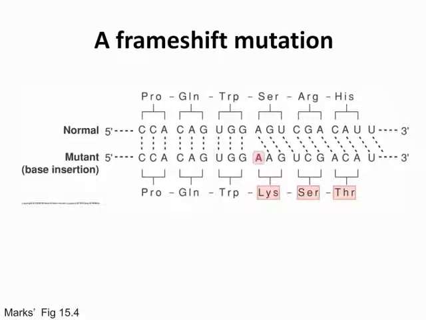So this is a frame shift mutation. Basically, it can be an insertion or it can be a deletion. In this case, it's a base insertion. You see A is inserted into the reading frame, which causes a shift to the reading frame. So anything after where that A is inserted can have an effect on the protein that's being translated.